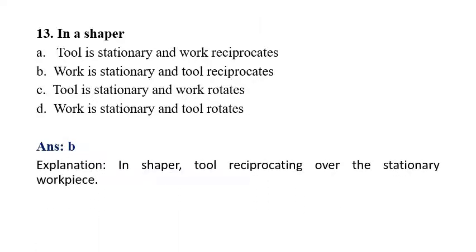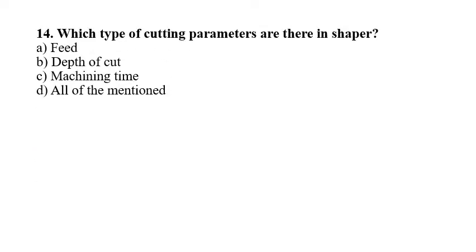In shaping machine, the work is kept in the work holding device or fixture. So work is kept stationary. Tool is mounted on the tool post and the ram reciprocates, so the tool also reciprocates. So the answer will be B. Work is stationary and tool reciprocates.